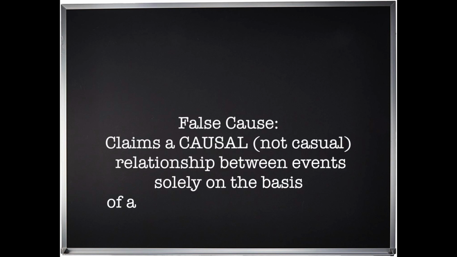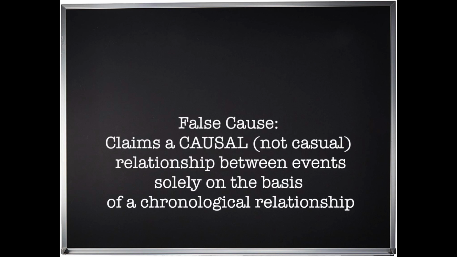Number 5. False cause. This claims a causal relationship between events solely on the basis of a chronological relationship. For instance, I joined the Confederacy for 2 weeks, then I deserted. The Confederacy fell. This one's a pretty common fallacy. When people talk about getting correlation and causation mixed up, this is often what they mean.